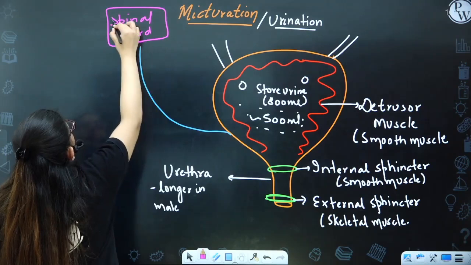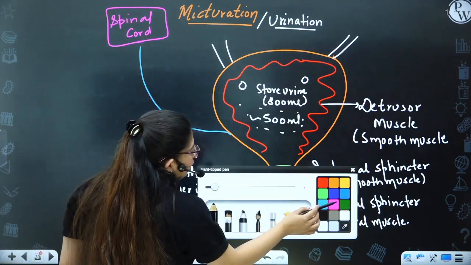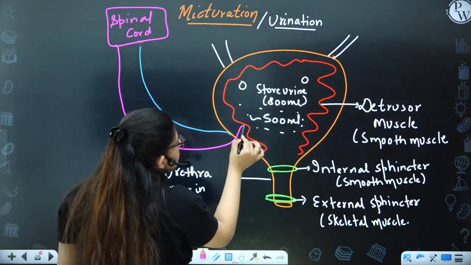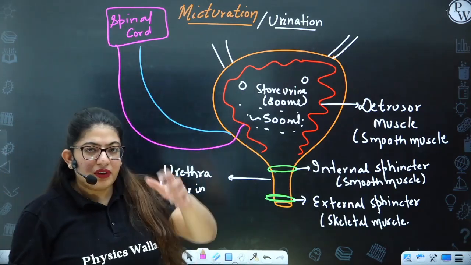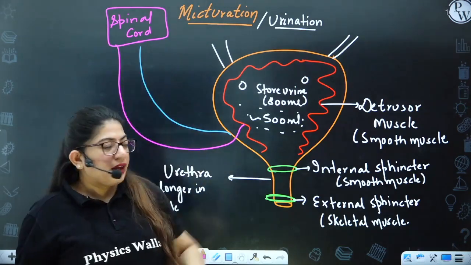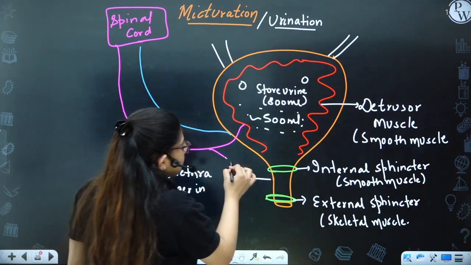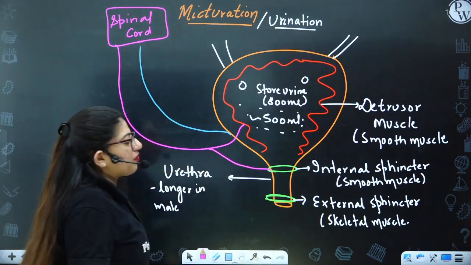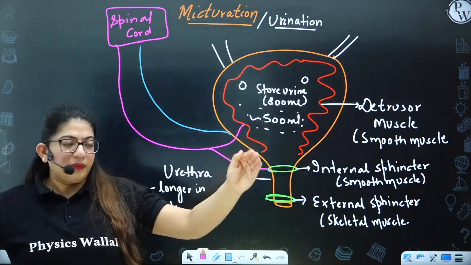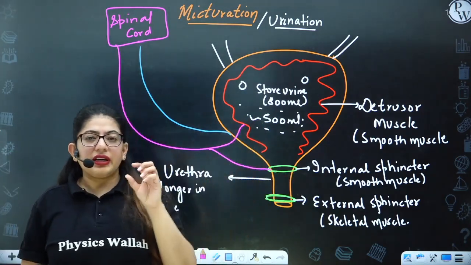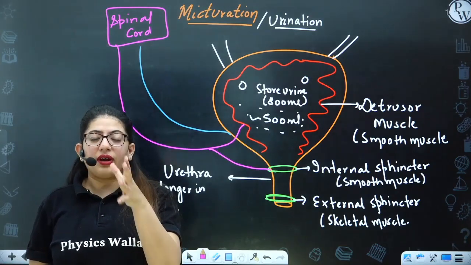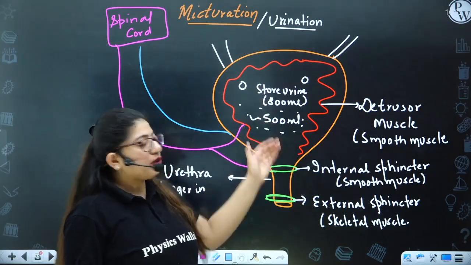Now, the spinal cord will send its further neurons and it will cause the contraction of the detrusor muscle. So, when the detrusor muscle contracts, the urine will start to move down. And it will cause relaxation of the sphincters, because when the sphincters relax, the opening gets wider. Whenever the sphincters are contracted, it will close the door. Whenever they are relaxed, they will open the door. And hence, when these doors are open, the urine will move out.